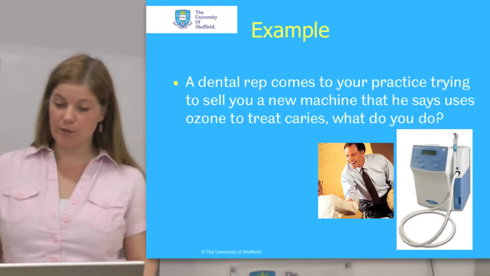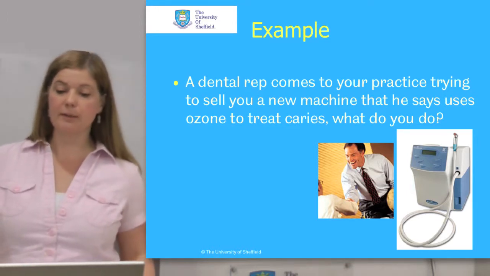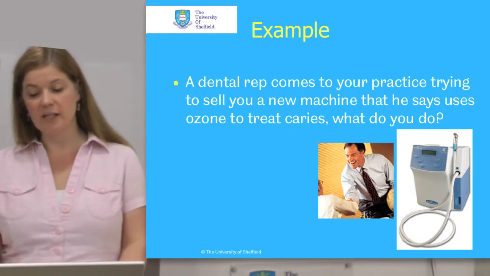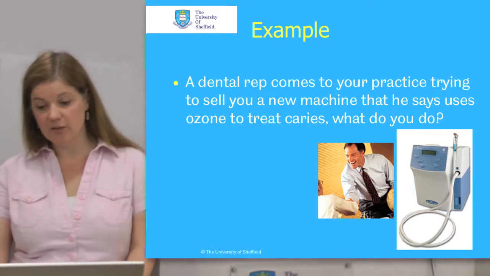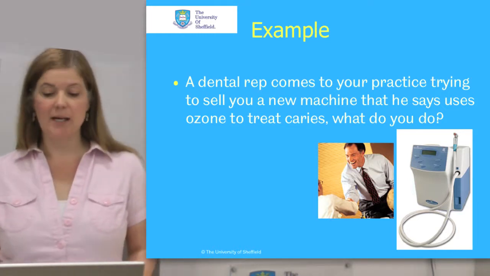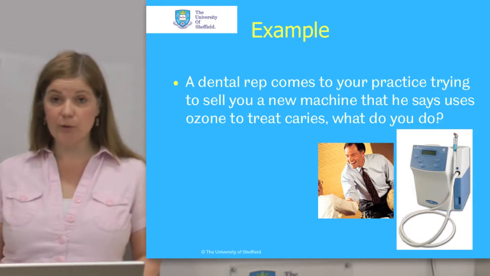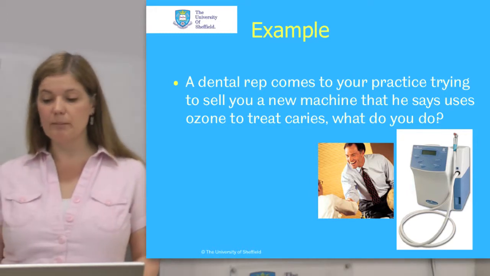So let me just take you through an example. You're a practicing dentist, you have your own clinic, and a dental rep from a local company comes to your practice trying to sell you a new machine which he says uses ozone to treat caries. And obviously these machines are very expensive. It may be that your clinic has a lot of resources. It may be that you can spend those resources on trying these new types of equipment.